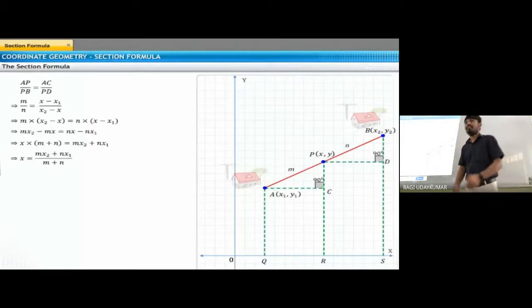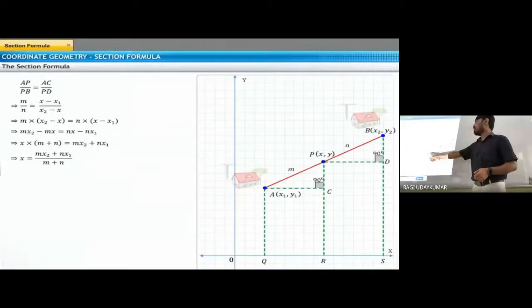Yes, hypotenuse only. Obviously, in both triangles they are hypotenuse. We have already said that these two triangles are similar, then the corresponding sides are in proportion.